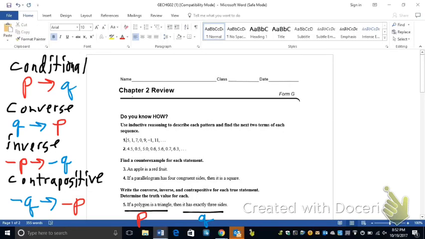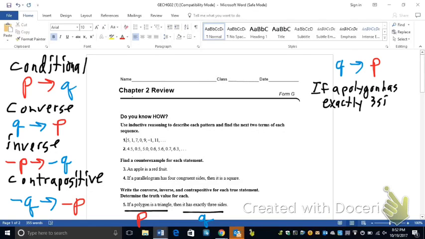So this is how this would look with this specific conditional. This conditional, if a polygon is a triangle, then it has exactly 3 sides. So for our converse, what we're going to do is we're going to switch those. So instead of saying if it's a triangle, then it has 3 sides, we're going to say if a polygon has exactly 3 sides, then it is a triangle. Okay, so that is the if Q, then P, if blue, then red.